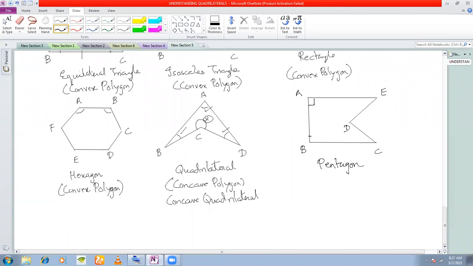Concave. Because this angle, if you see, is greater than 180 degrees. All other angles are less than 180 degrees, but one angle is greater than 180 degrees. Therefore, it must be a concave polygon. In fact, this is called a concave pentagon. Okay, so now you know the difference between convex and concave polygons.